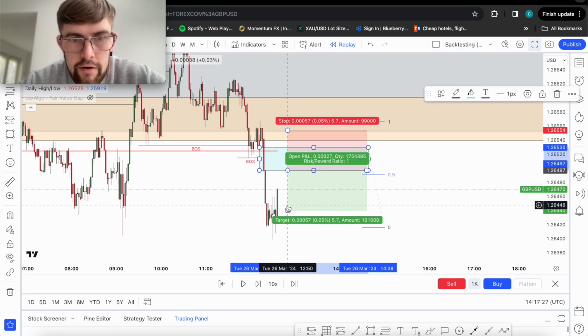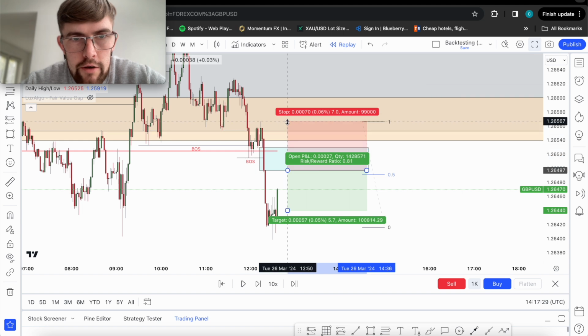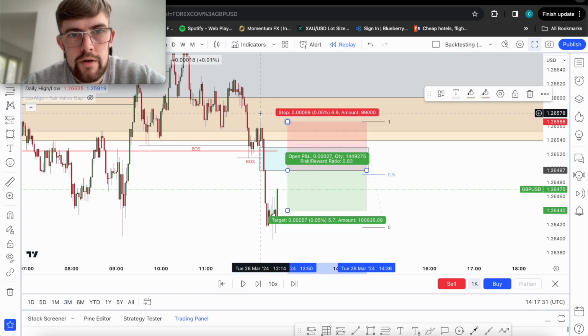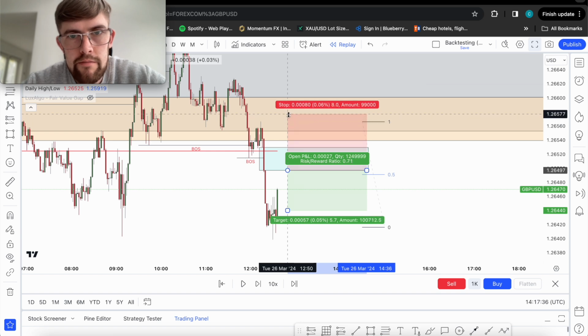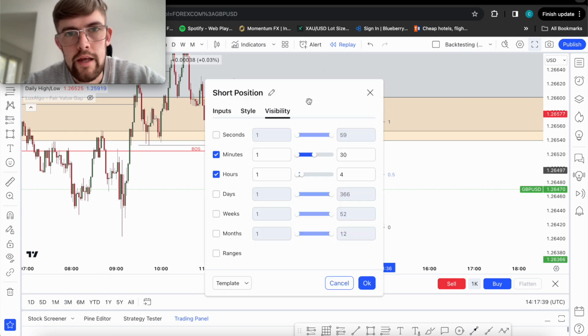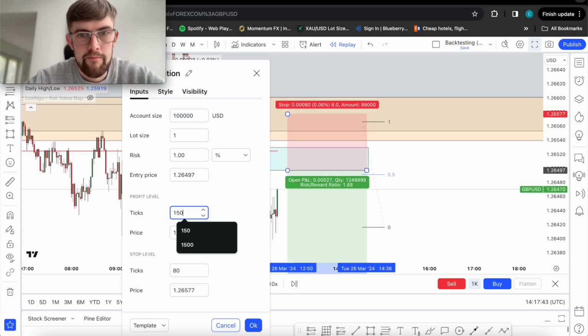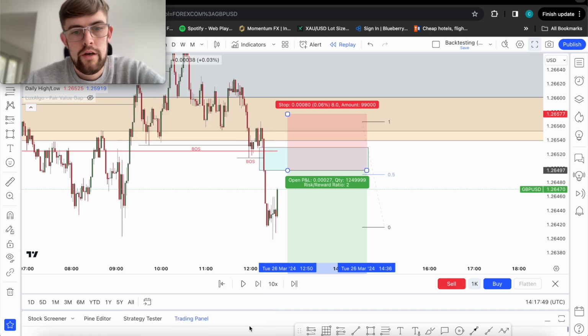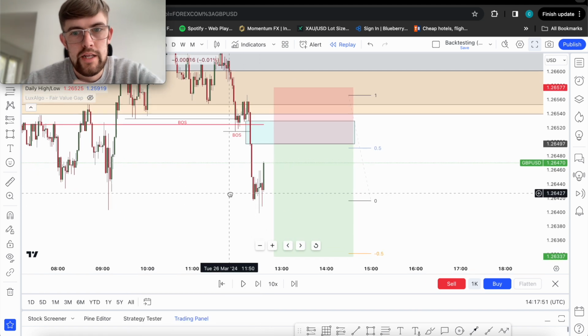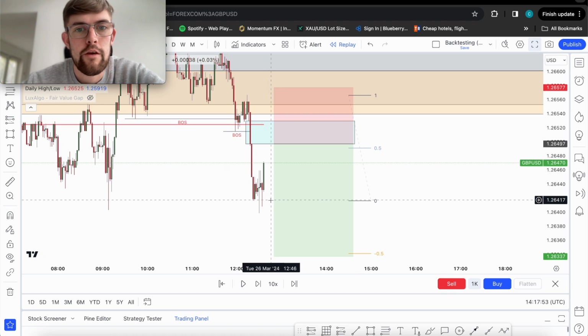So entry on the open of that. The stop loss now goes above the previous swing high, which is this wick high here, which gives us a total of 8 pips in stop loss size, and then just adapt this to our profit. And this was then sent out to the free community I have at the moment.